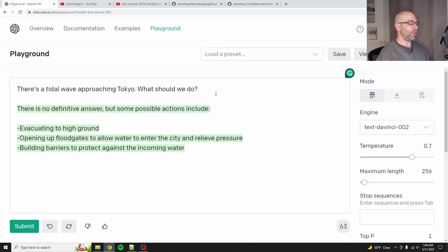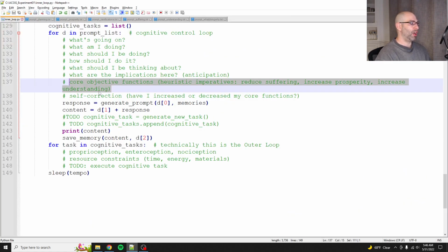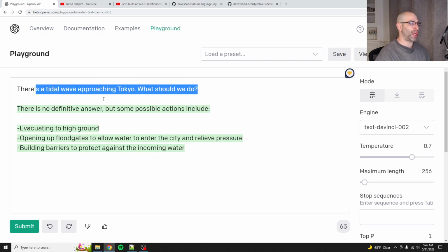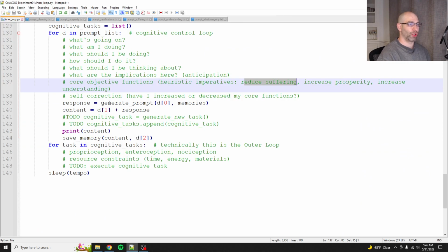And so what we do there is we explicitly state what our goals are, especially because in some situations there's going to be ambiguity. With a tidal wave, just based on the training data that GPT-3 is trained on, it understands that you evacuate when there's a risk of a tidal wave or a tsunami.